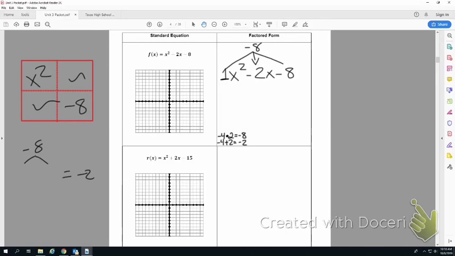So whenever I have that, I can go ahead and set up the factored form, and I'll put plus or minus a number after each x. And whatever those factors were that I just found, that's what goes in there. Negative 4, positive 2, and I'm done. All right?